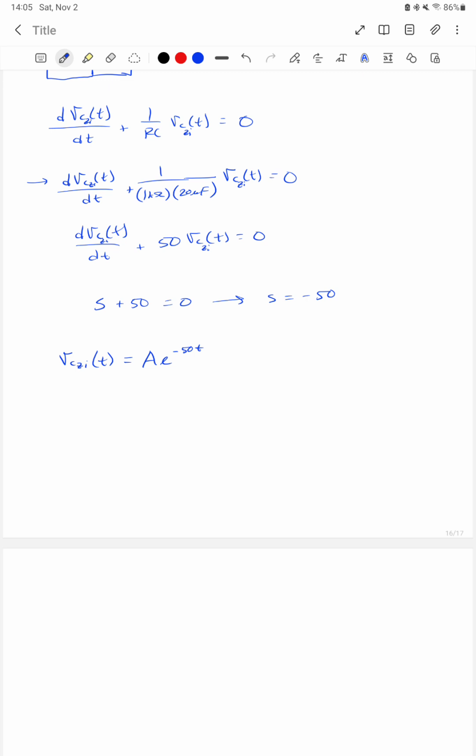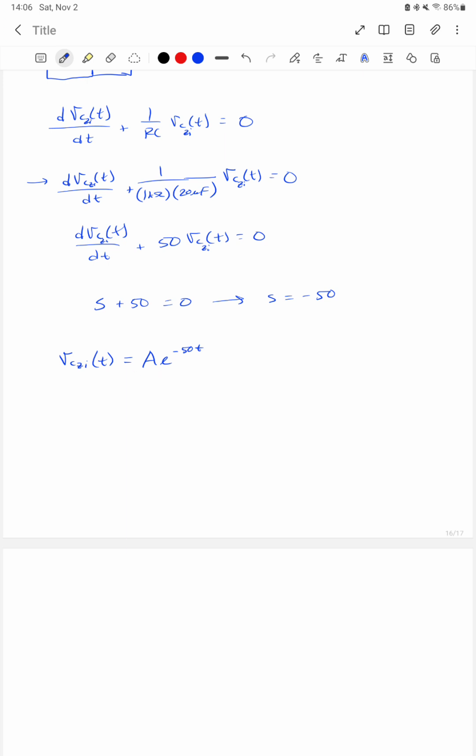Okay. Well, this part, it's important to remember that your 0 input and your 0 state are separated, right? Those are going to be two different solutions that you're going to plug in. So at this point, we can plug in our initial conditions for the 0 input. This is the entire 0 input equation.